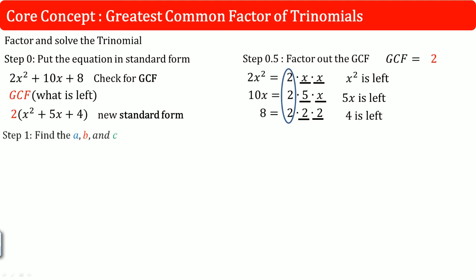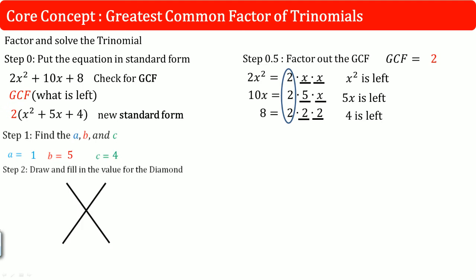All right, step 1 is to find the a, b, and c. So a is equal to 1, b equals 5, c equals 4. In that process, we can now draw and fill in the values for the diamond method. B equals 5 and c equals 4. We ask ourselves, what are the two numbers that multiply to make the number 4 that add to make the number 5? So those numbers are 1 and 4. We can check here that 1 times 4 is 4, which checks out, and 1 plus 4 is equal to 5, so that checks out.